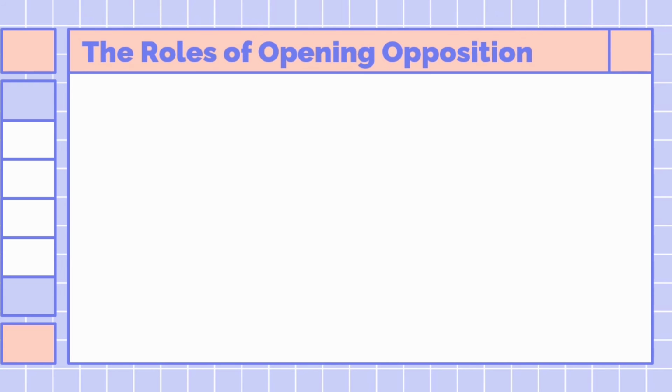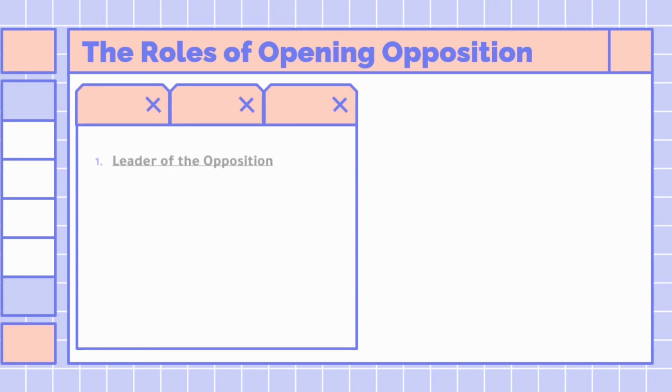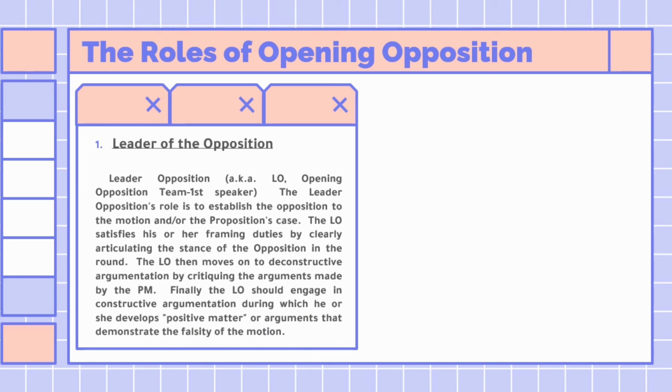The roles of opening opposition. In the opening opposition, there are two roles. The first one is the Leader of the Opposition. Leader of the Opposition can also be called the opening opposition team's first speaker. The Leader of the Opposition's role is to establish the opposition to the motion and/or the proposition's case.